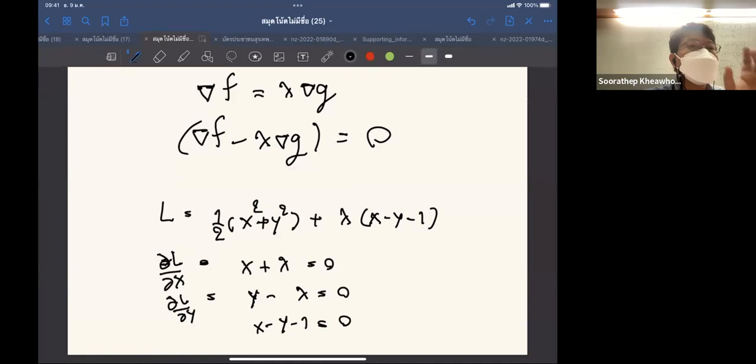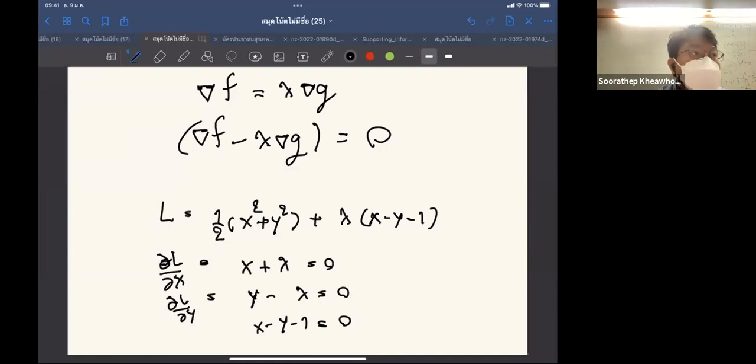Okay. As I told you, the points we obtain are extreme points only. Only the candidates. We don't know whether these points are minimum, maximum, or saddle points. It can be minimum, it can be maximum, it can be a saddle point. You have to test it. And how can we test it? We test it using the Hessian of the objective function at that point.